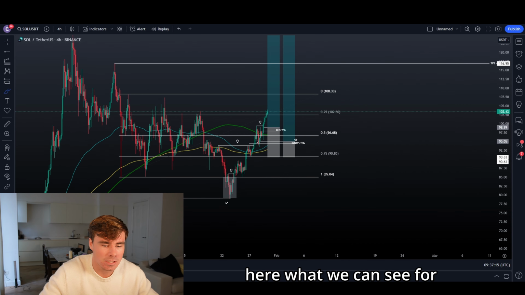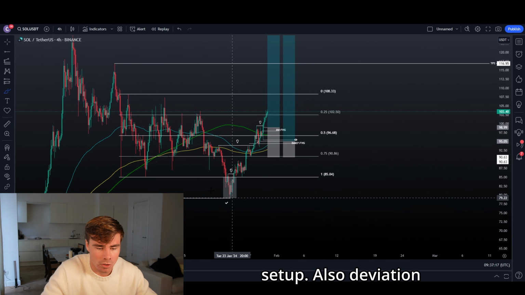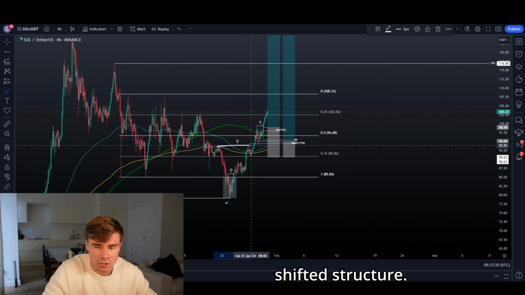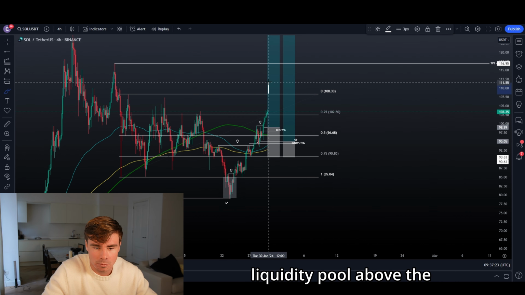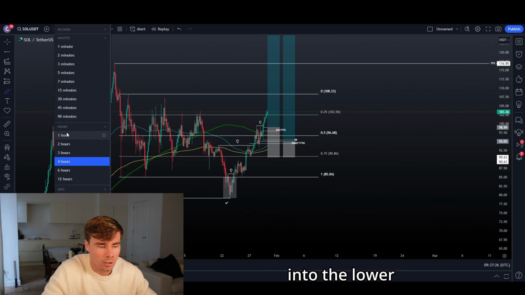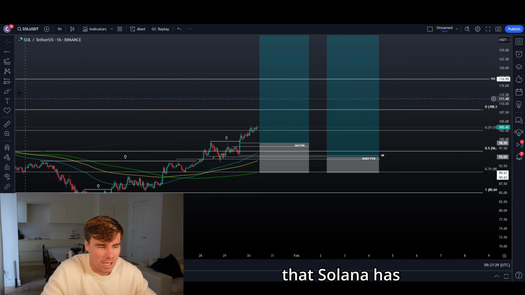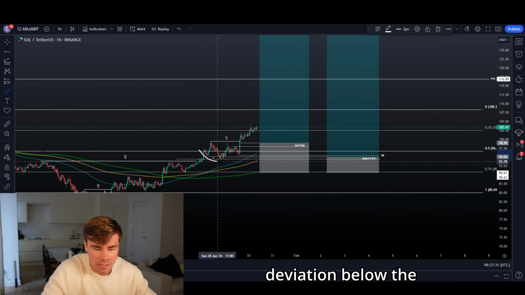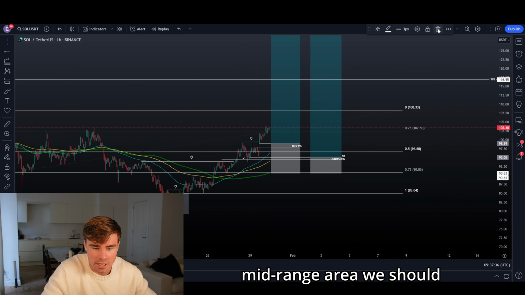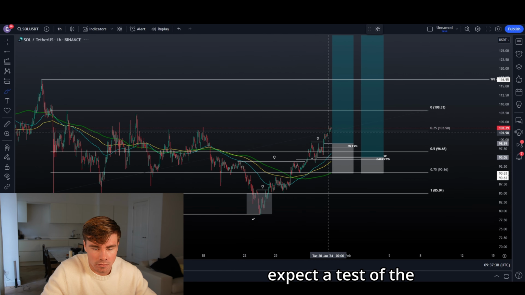Now over here, what we can see for Solana is a similar setup. Also, deviation below the range low, followed by a shifted structure. We have an untapped liquidity pool above the range high. And currently, if we zoom in into the lower time frames, we can see that Solana has potentially confirmed a deviation below the mid-range level. Now, if we hold the mid-range area, we should expect a test of the range high.